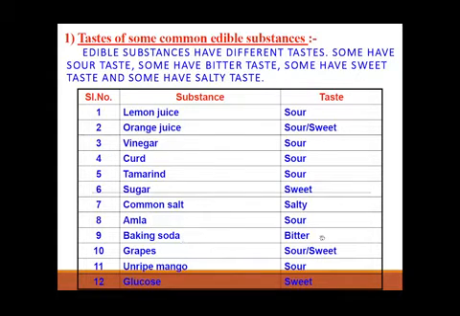Baking soda is bitter in taste. Grapes can be both sour and sweet in taste. Unripe mango, it is sour in taste. And the ripened mango, it is sweet in taste. Glucose is sweet in taste.